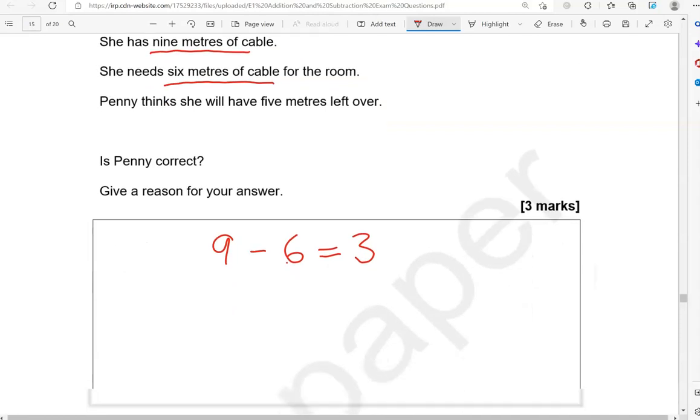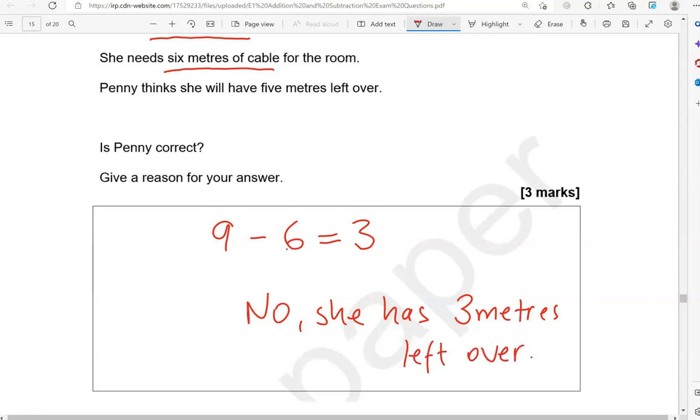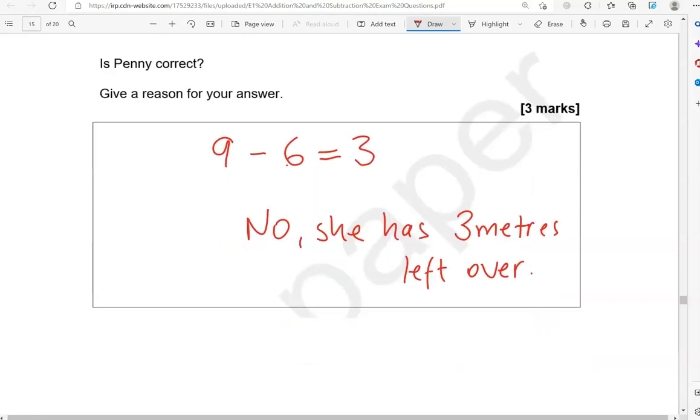So is Penny correct? We're going to say no. She has 3 meters left over. She thought it was 5, so that is not correct.